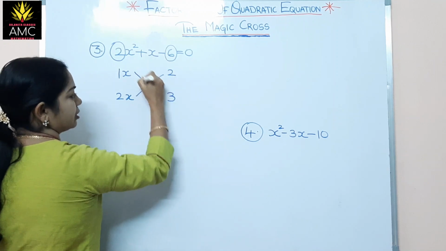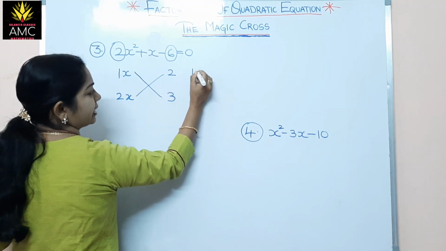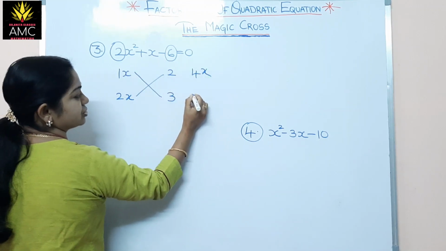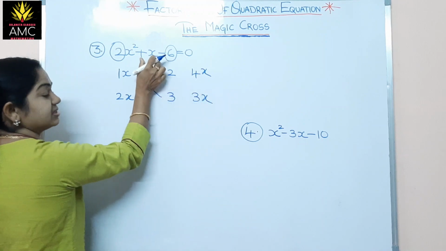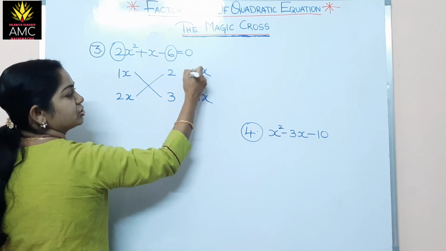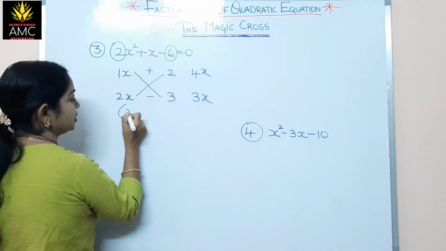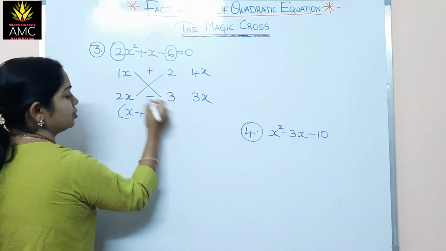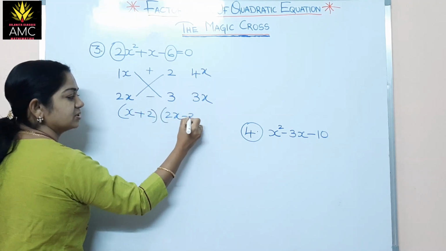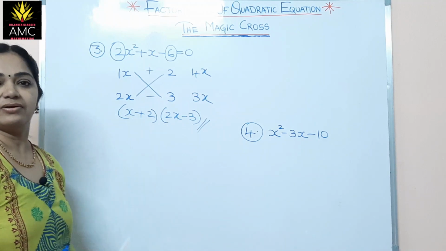Now this cross, the magic cross, I'm applying 2. So 4x, this comes to, and this comes to 3x. Now what do we have in center? That is plus x. So the bigger one should be plus. So this is plus, the smaller one is minus. Hence we got x plus 2 and 2x minus 3. So simple. Less than 3 seconds we got the factors.